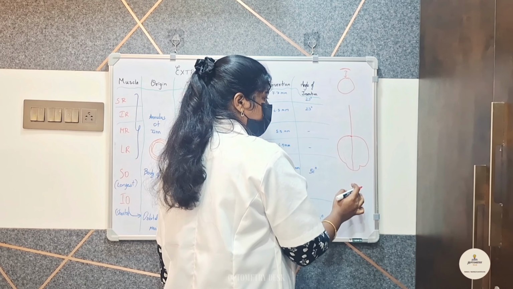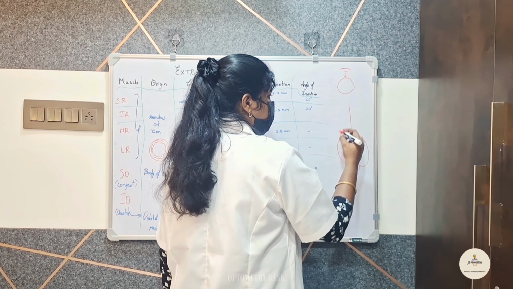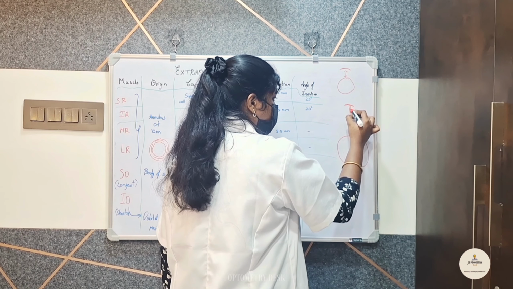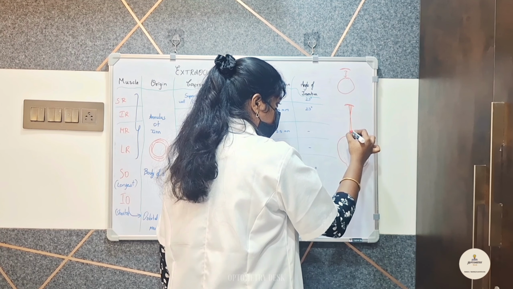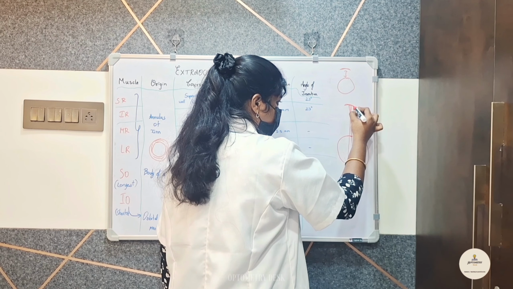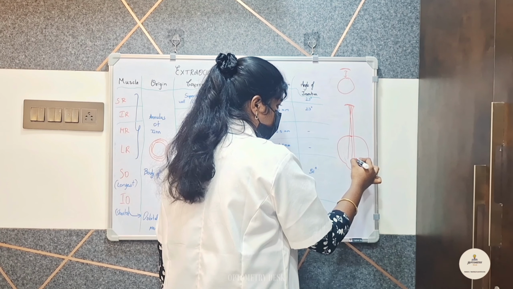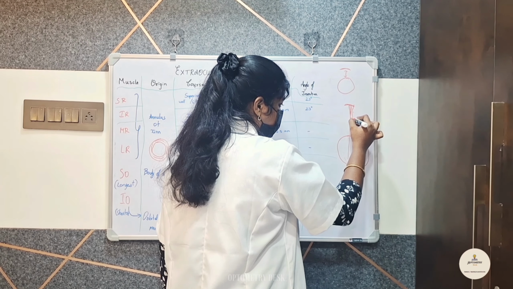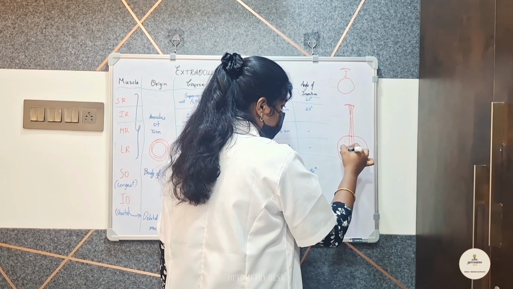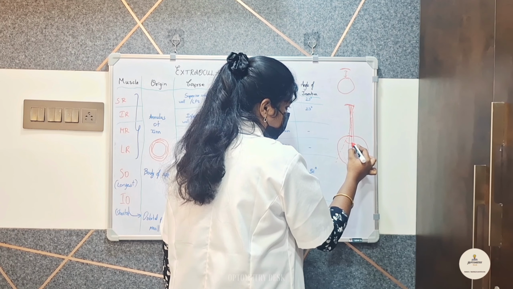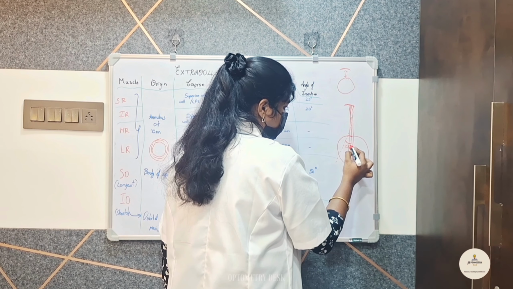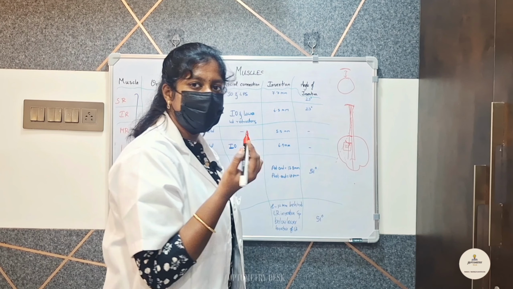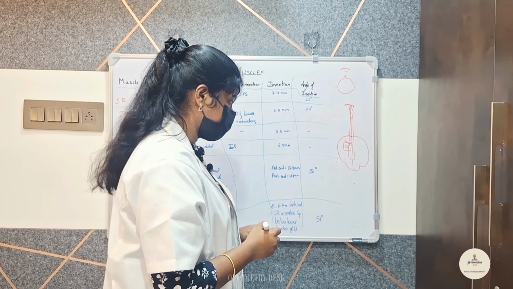Now this is our visual axis, and if this is our annulus of Zinn, our superior rectus muscle will travel across like this. Okay, will be traveling like this. So as it travels, if you note, the muscle is not parallel to the visual axis. Instead, this makes an angle of 23 degrees. This angle will determine the secondary and tertiary action of our superior rectus muscle.